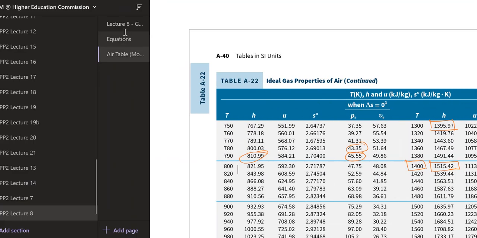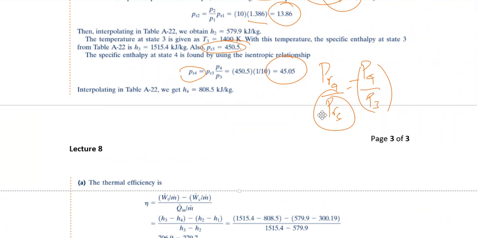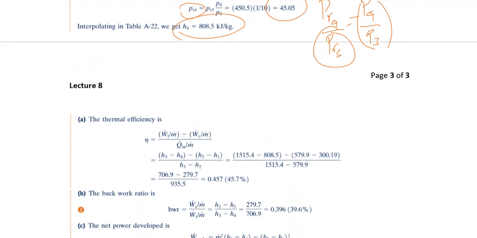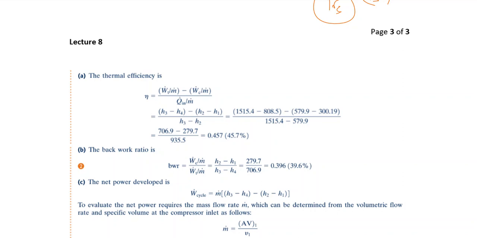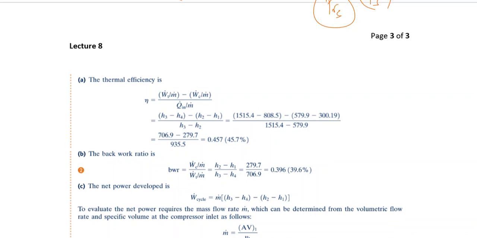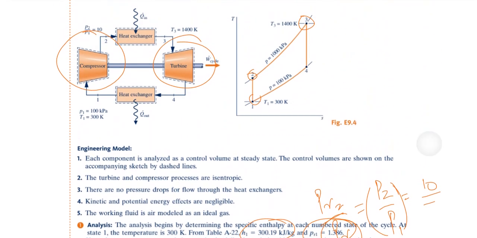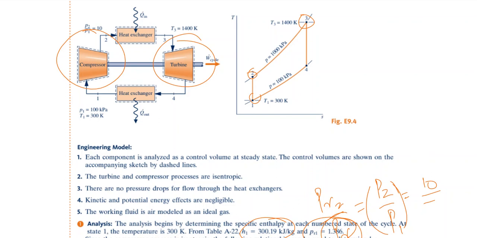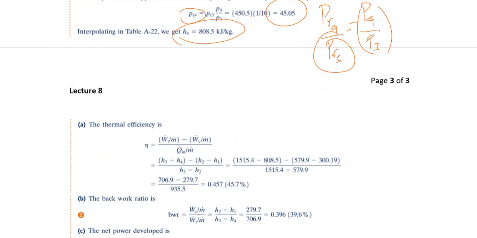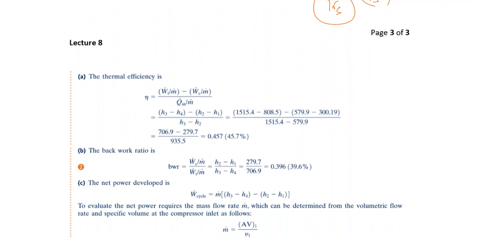Back to the question. So yes, we have got the state number 4. We have got the enthalpy, which is equal to 808.5 kilojoule per kg. Now, once we have got all the enthalpies at each and every point, we have got the formula for the thermal efficiency, which is the turbine work minus the compressor work divided by the heat in. The turbine work is from state number 3 to 4, the compressor work is from state number 1 to 2, and the heat in is from 2 to 3, per unit mass already given. So (H3 minus H4) minus (H2 minus H1), divided by (H3 minus H2).